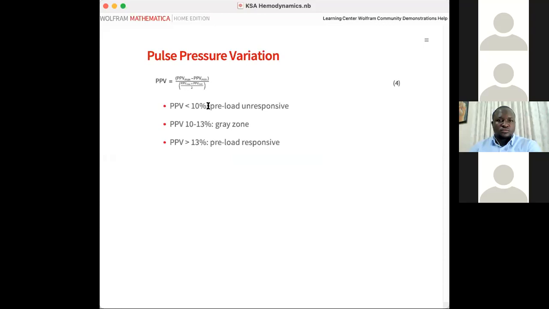If the variation is too much, the patient may be preload responsive. If the variation is above 13%, this patient may benefit from fluid therapy. Between 10 and 13% is a gray zone. It could also be interpreted as the sweet spot, because this is where you want your heart to be. Every human being in the physiologic state is a little fluid responsive.